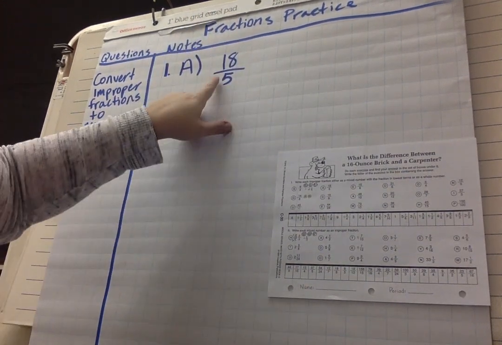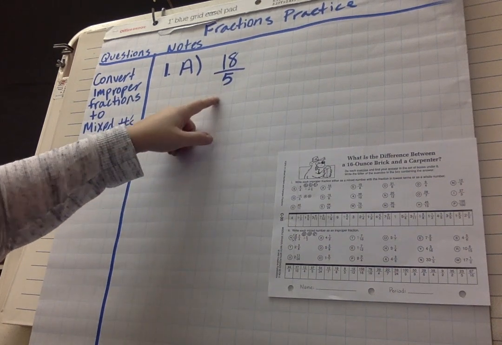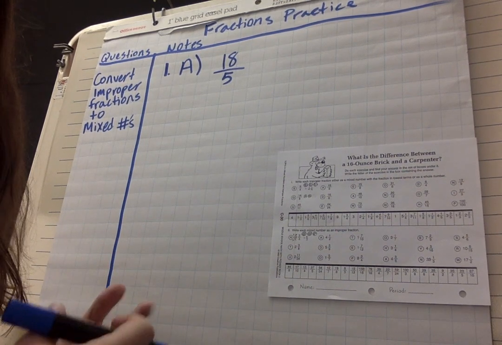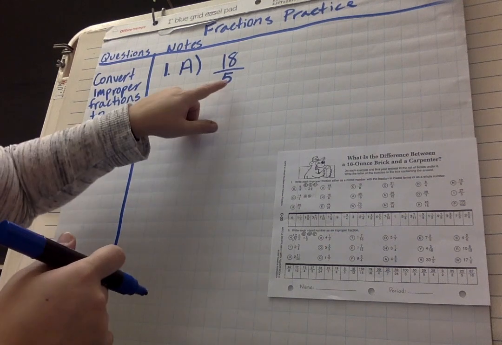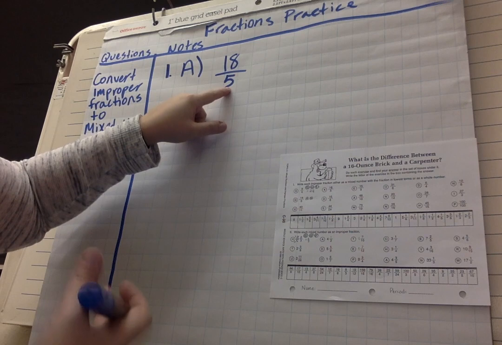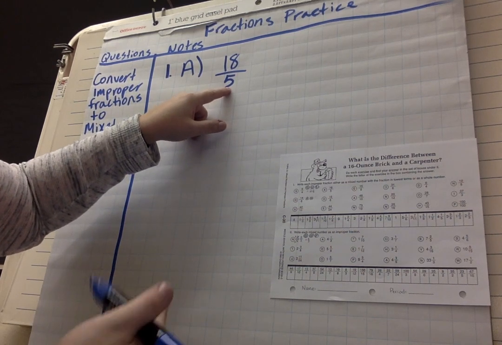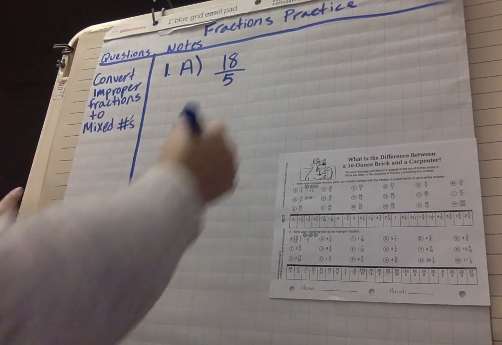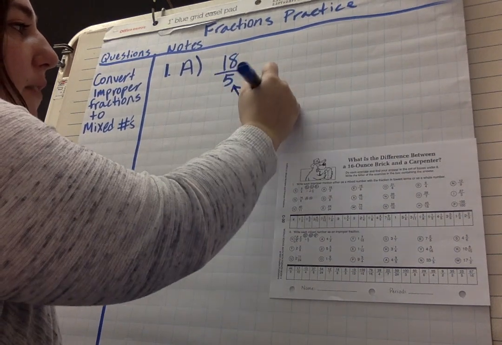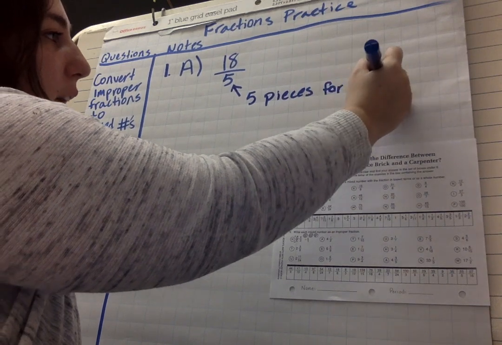Okay, so the problem is 18 over 5, and we need to convert this improper fraction to a mixed number. So the way to do that is, well, we're going to draw pictures. So when you see this, the first thing you should look at is the denominator, and how many pieces are in the denominator. So that tells us how many pieces we need for one whole. So in our denominator, there's 5 pieces for a whole.